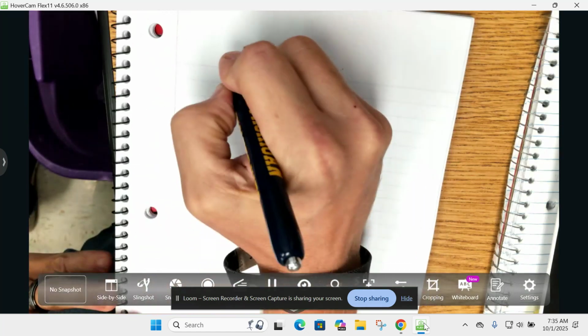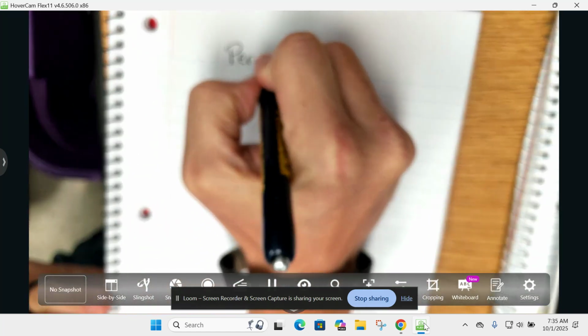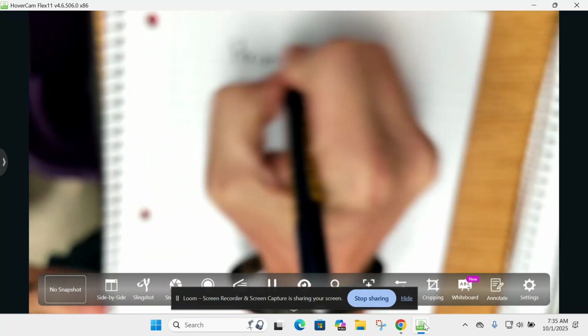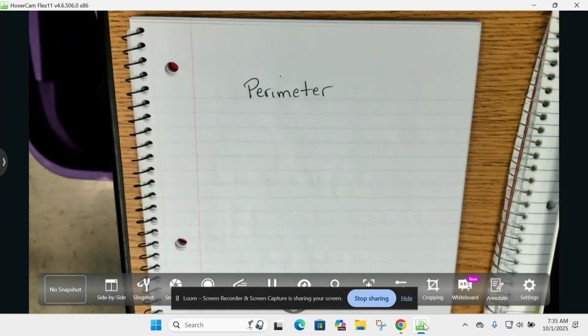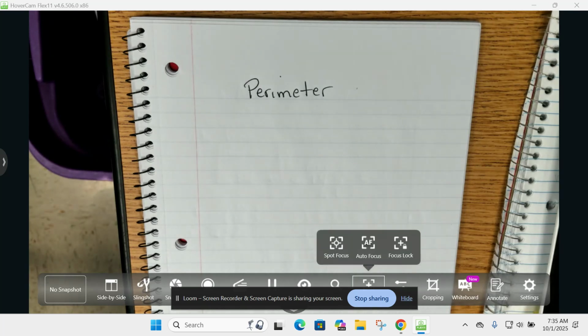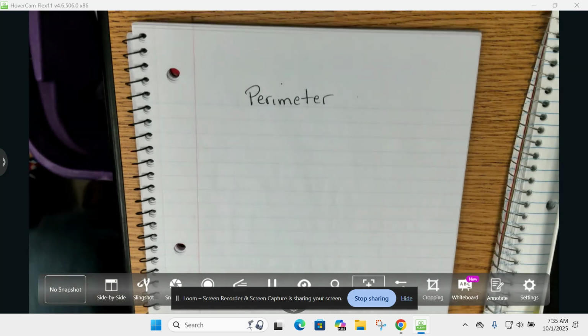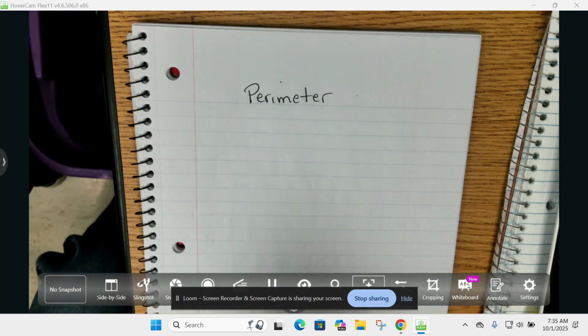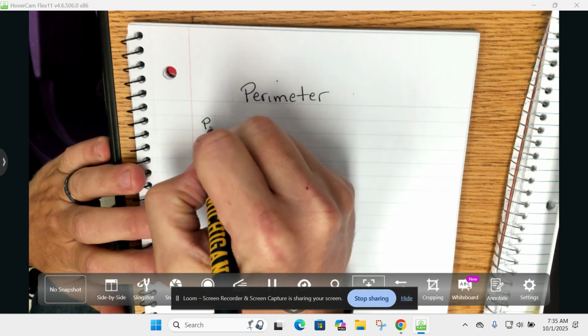So go ahead and make sure your notebook is out, and you're going to title it perimeter. Click on our focus button. There we go. All right, so what is perimeter? Well, or how do we find it?